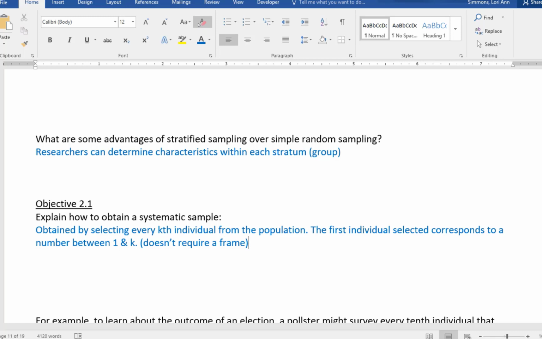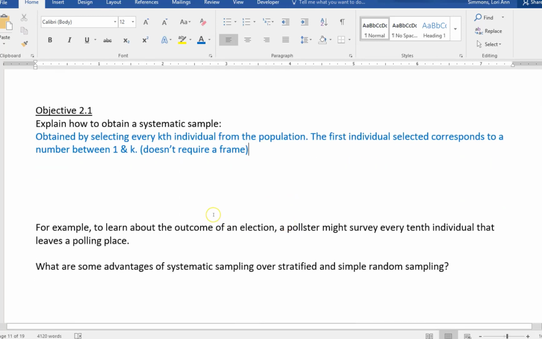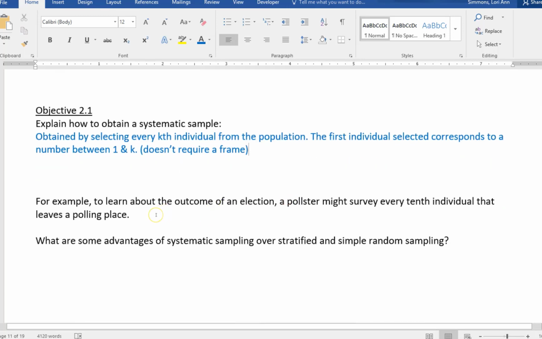So think of if you go to a grocery store. You're just going to select every kth individual, and then you don't need a frame of the customers. So for example, to learn about the outcome of an election, a pollster might survey every 10th individual that leaves a polling place. So what are some advantages of systematic over stratified and simple random?